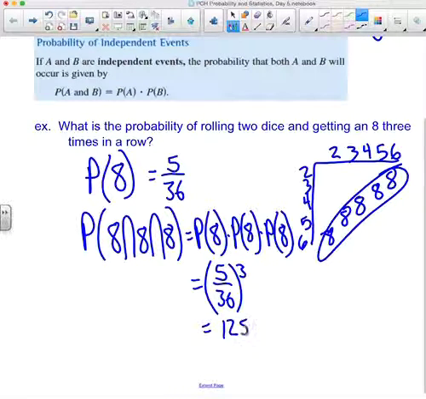And that's 125 over, what is that, like 46,000 something? I'm trying to remember. I have the decimal. 46,656. I remember there were a bunch of 6s in there. There we go. 46,656. So those are our chances of getting an 8 3 times in a row.